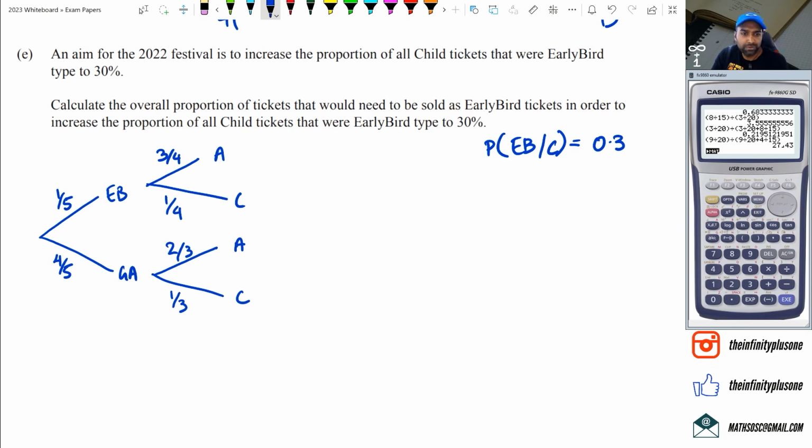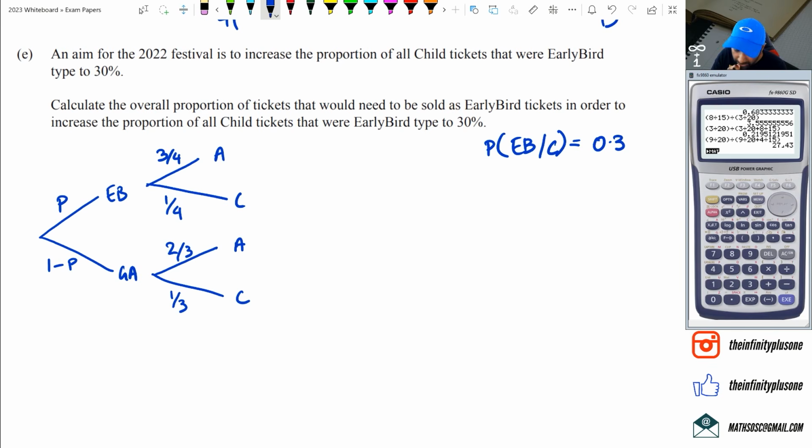Okay, and now we're being asked to figure out what proportion of early bird tickets needs to be sold in order for this to happen. That means we don't really have 1/5 or 4/5 here, and as in the previous question, the proportion of adults and children is still going to be the same. So we're going to put down the probability of early bird, which we don't know. We don't know what that P is, so we're going to call it P, whatever that probability is. And then for general admission, we're going to get 1 minus P.